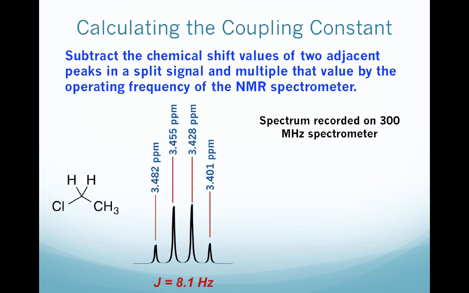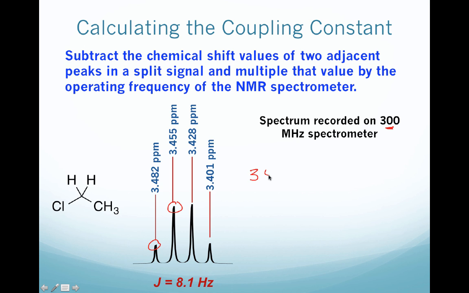So the way you go about calculating a coupling constant, if you get your computerized spectrum, what's going to happen is every peak in a signal will have its own chemical shift. Also, you'll need to know the frequency of your NMR spectrometer. So for this example, the spectrometer was 300 megahertz. And here we have our chemical shift of every peak in this signal. So what you want to do is pick any two neighboring peaks. Let's just use the first two, and we'll subtract the chemical shift values.